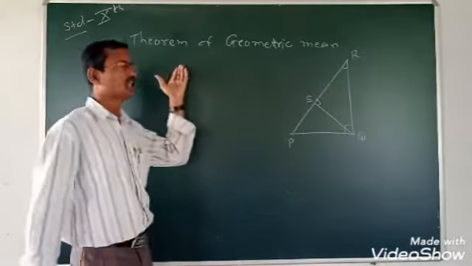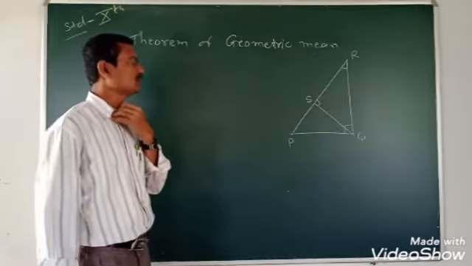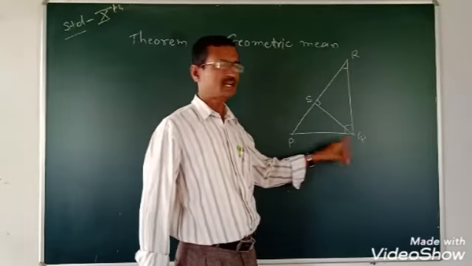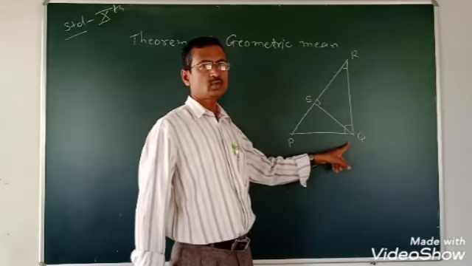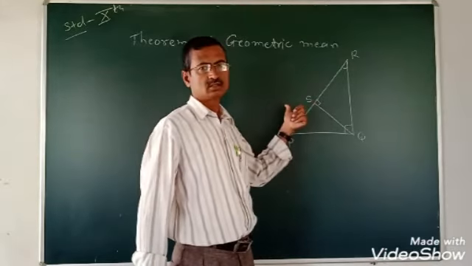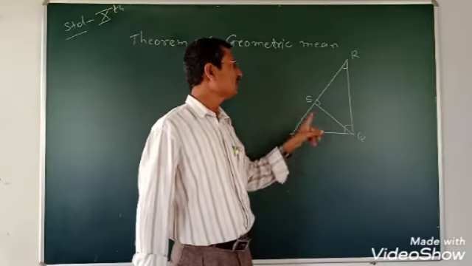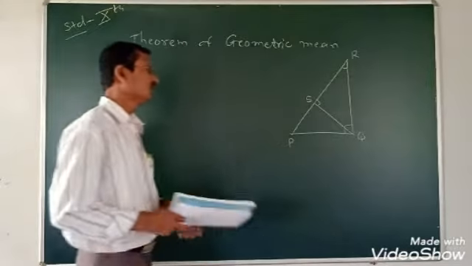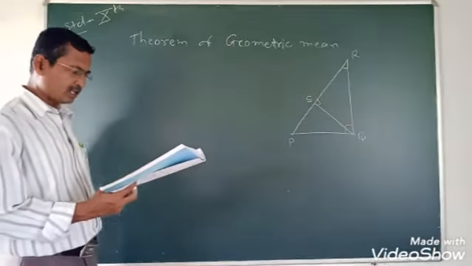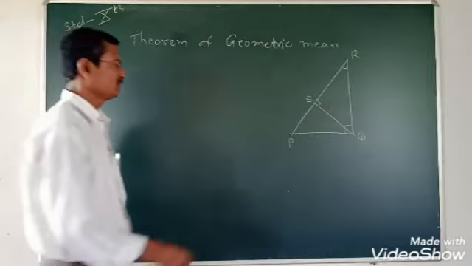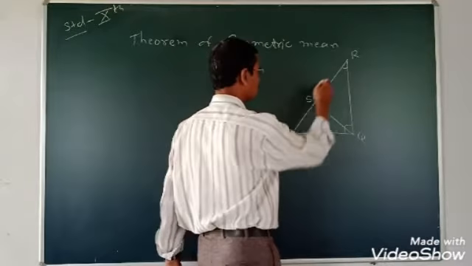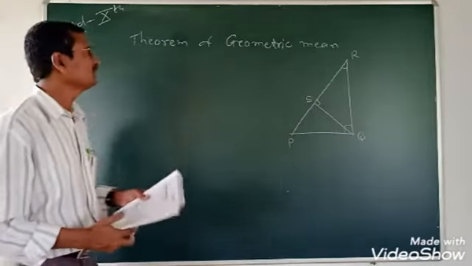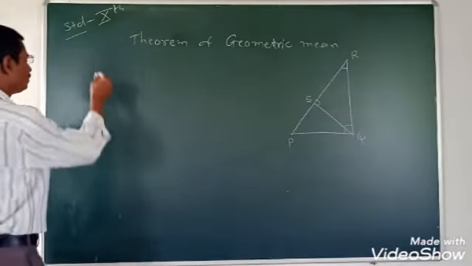Now we have to see the theorem of geometric mean. What is the theorem of geometric mean? In triangle PQR, angle Q is a right angle, of measure 90 degrees, and the perpendicular is drawn from the vertex to the hypotenuse. It divides the hypotenuse into two parts, not equal parts, and because of that, QS is called the geometric mean of these two segments, and we have to see about QS and these two segments by this theorem.